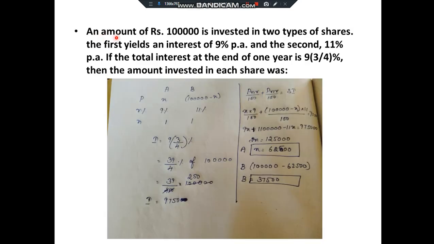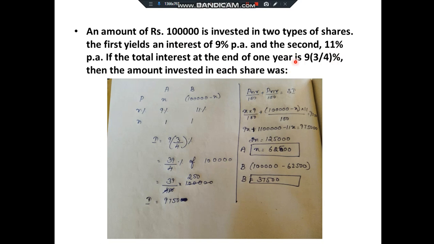An amount of rupees 1 lakh is invested in two types of shares. The first yields an interest of 9% per annum and the second 11% per annum. If the total interest at the end of 1 year is 9 3/4%, then the amount invested in each share was. Okay, this question is quite similar to the previous one. They have given that it is divided into two types of shares, and the total principal is given and the total interest is given in percentage. That is the only difference.